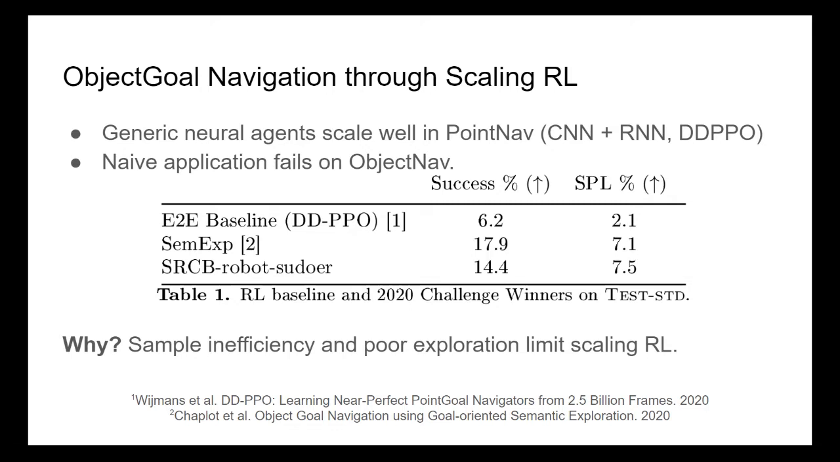This has led previous efforts, including both of the winners of the previous iteration of the Habitat ObjectNav Challenge, towards semi-analytic agents with map-based policies. We aim to re-enable generic agents. In early experiments, we noted sample inefficient learning and poor exploration as key failure modes. The neural agent is endowed with neither the tools nor the incentives to perform ObjectNav.